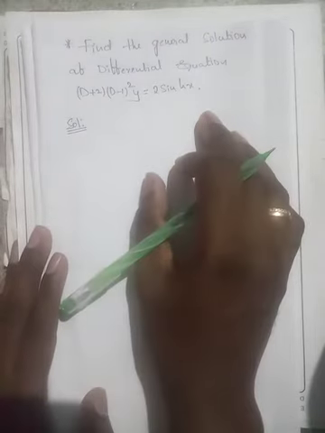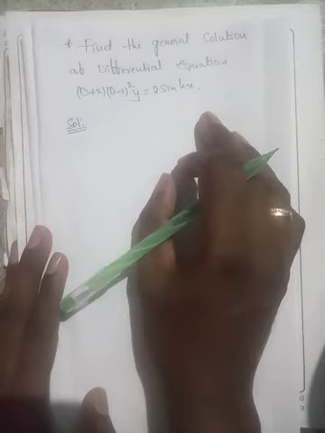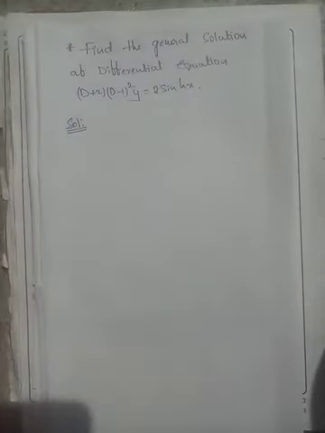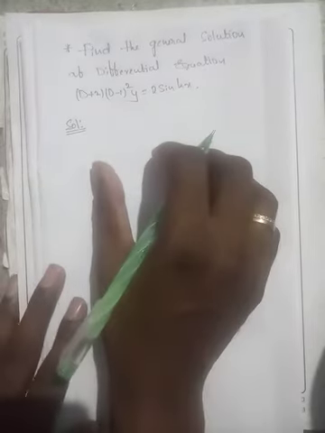Right. Here our given problem is: find the general solution of the differential equation (D + 2)(D - 1)^2 y = 2 sinh x. So this is the given differential equation, and now we need to find the general solution for it.